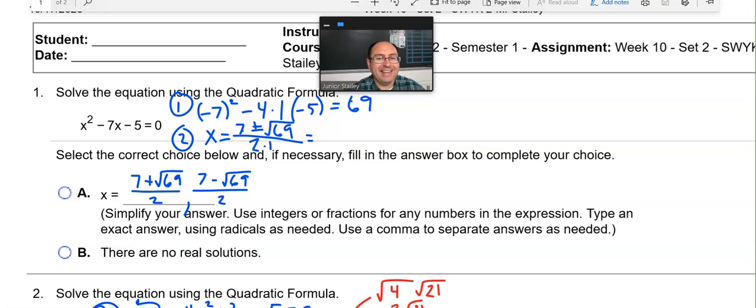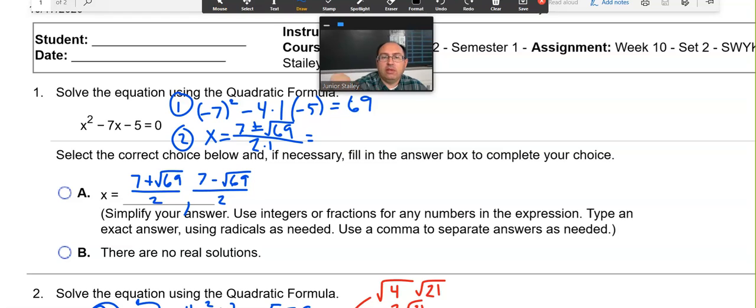We're back, week 10, set 2, SWYK number 2. We're solving using that quadratic formula. So we're going to walk through this and do things kind of quicker than we have before, just because we have the hang of it now.